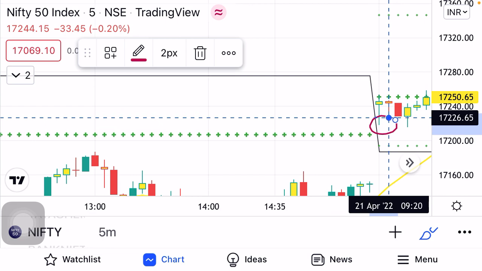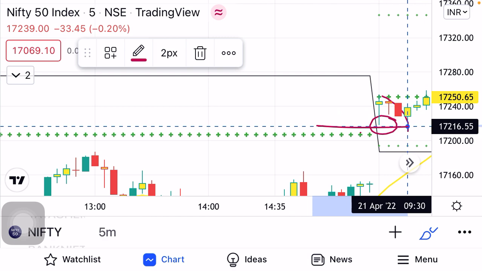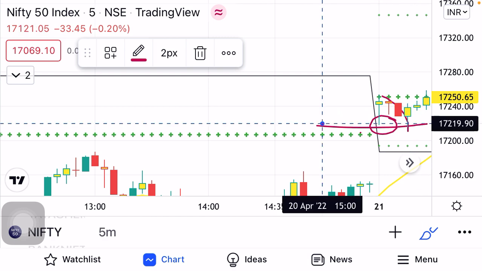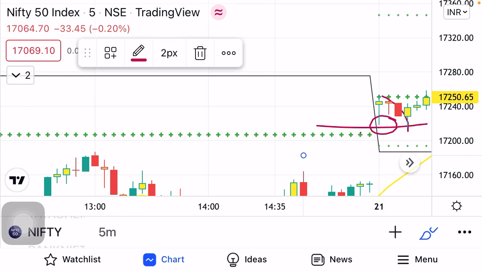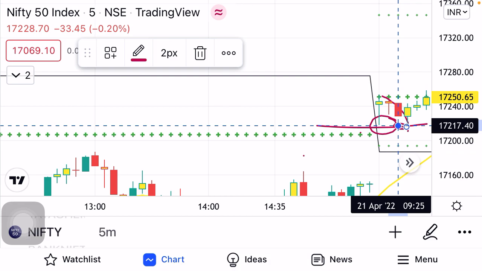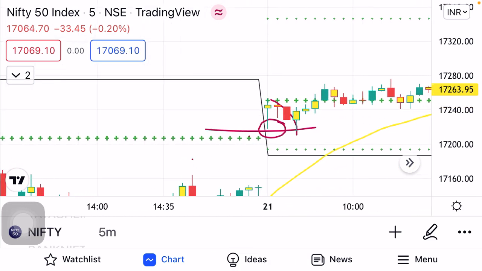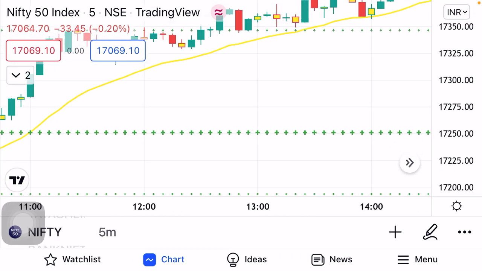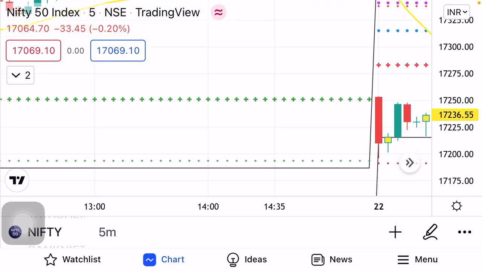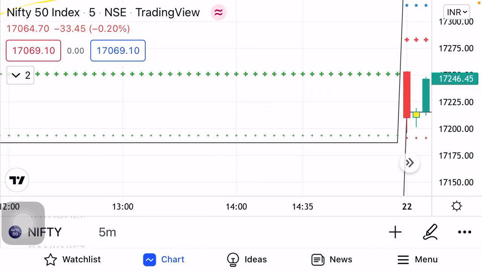Since the wick is projected towards CPR, the market will definitely come for a retest up to this point. This is the place you can take a call position, since it is in uptrend CPR. So this is the place you can take a call position. And see what happened. Okay, the market has easily reached H5. So we'll move on to the next day, that is 22nd.